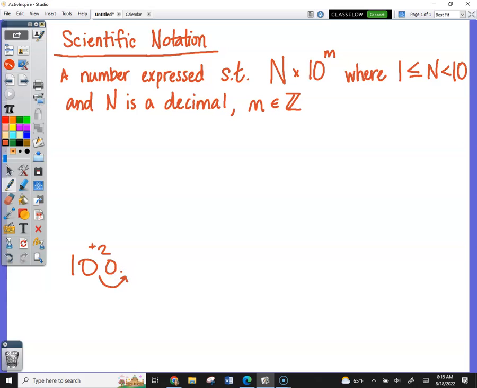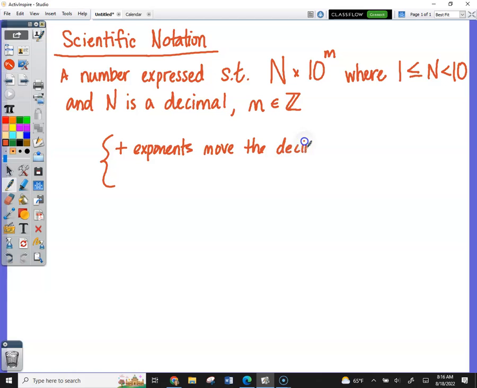Does that make sense? So another way to remember it is what type of numbers are to the right? Positive. And what type of numbers are to the left? Negative. So that's another way to remember it. All right, so let's write this. There's 2 scenarios. You got positive exponents: move the decimal right. And then negative exponents: move the decimal left.